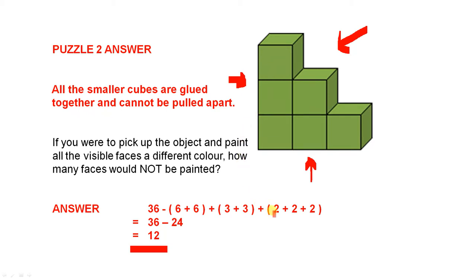And then we have 2 plus 2 plus 2. So there's 1, 2. And there's another 1, 2. And there's another 1, 2 there, see? So altogether there are 24 faces which can be painted. So 36 minus 24 gives us 12. So there are 12 faces that cannot be painted.